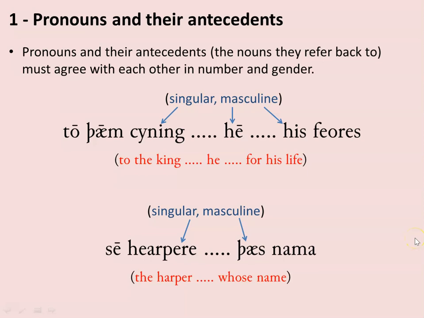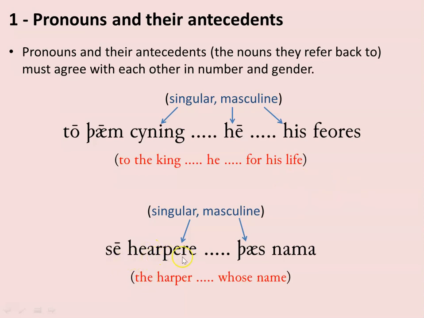All right, let's start. So, pronouns and their antecedents. The pronouns and their antecedents, that is the nouns they refer back to, that's what's meant by antecedents, must agree with each other in number and gender. So if you have a look here, the pronouns he, he, and his refer back to the noun kuning, king. So to the king he for his life.